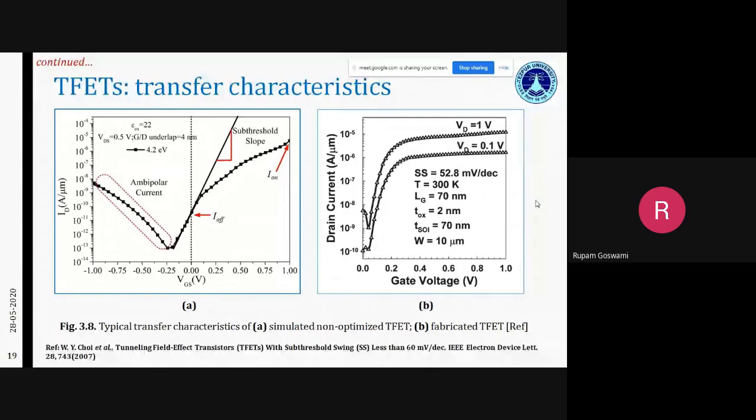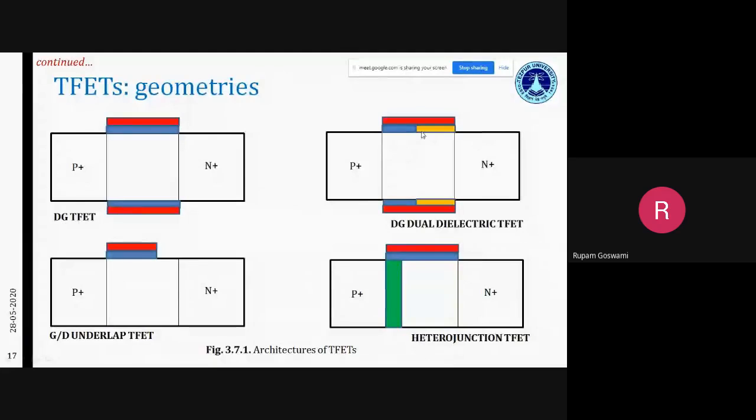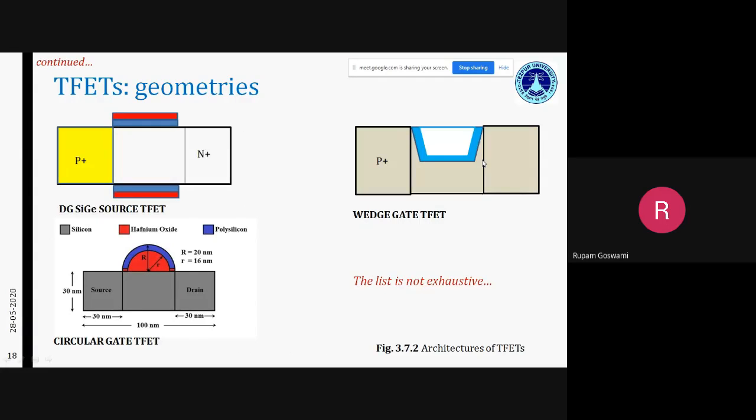So as you can see, to the left hand side of 0 volts, or in the negative gate voltage regime, we can see there is significant bipolar current, which is quite detrimental to your device performance. So therefore, we introduce the gate drain underlap and this dual dielectric concept. So towards the channel drain junction, we put a very low K gate dielectric like SiO2, and towards the source channel junction, where the tunneling is very much required, we put a high K dielectric material.